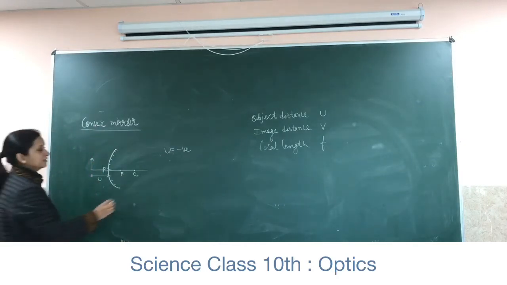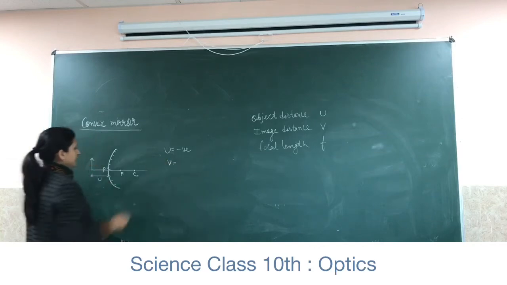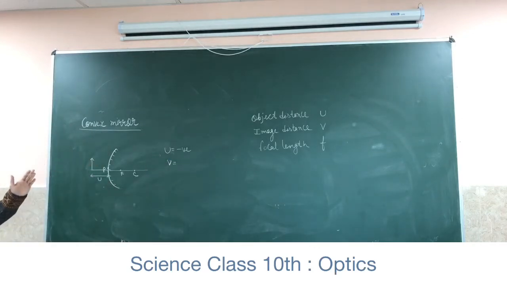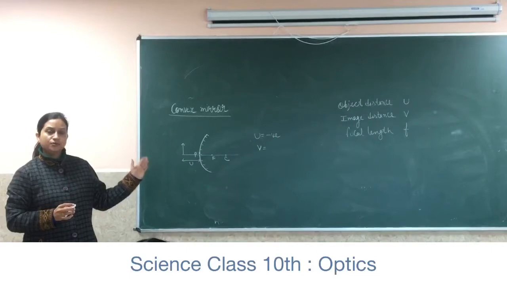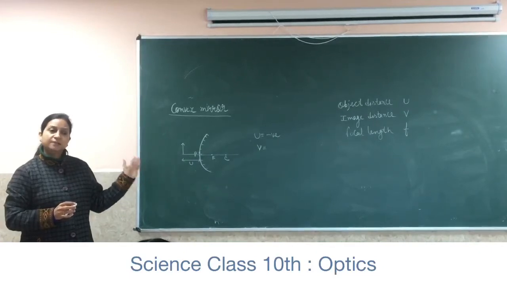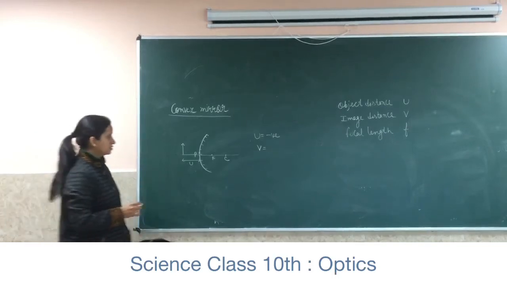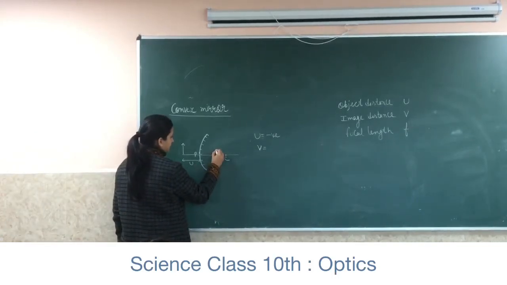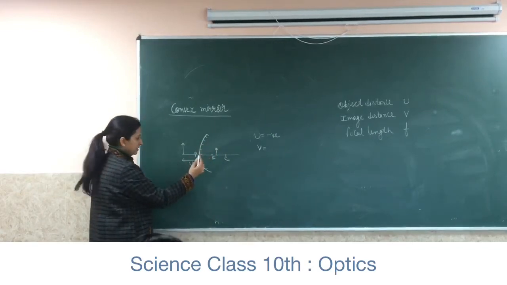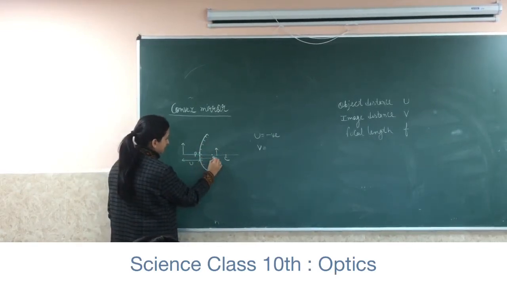Then v. Now in case of the convex mirror, yesterday we have done, and you know that all the images are virtual, erect and diminished. So when we get the virtual, erect and diminished image, it is formed behind the mirror. That means it is to the right of the pole.